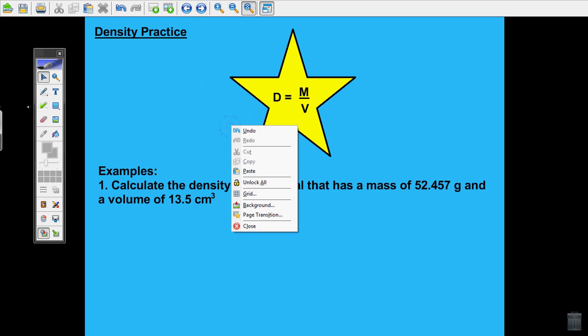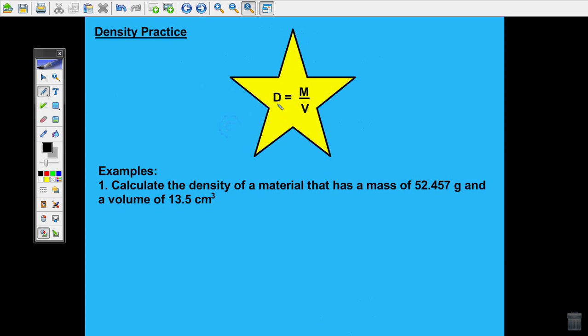Alright, this is the equation for density. Density is mass divided by volume. So let's go through some examples. We want to calculate the density of a material that has a mass of 52.457 grams and a volume of 13.5 centimeters cubed. So I know my density equation is density is mass over volume, and a cute way to remember this is that you love density.